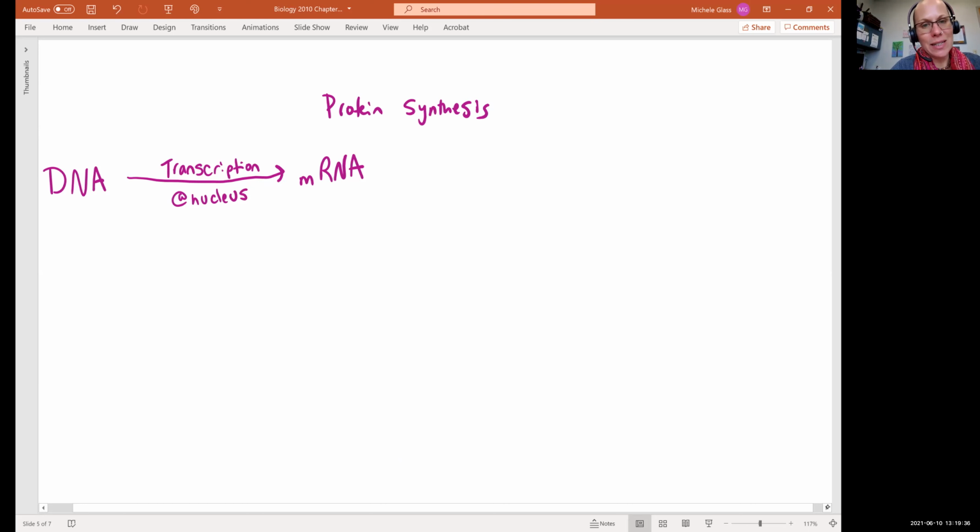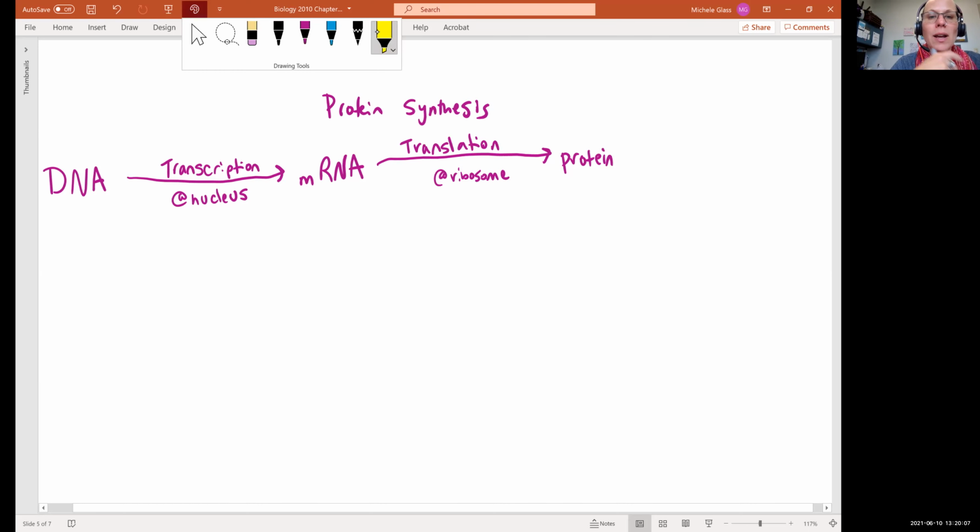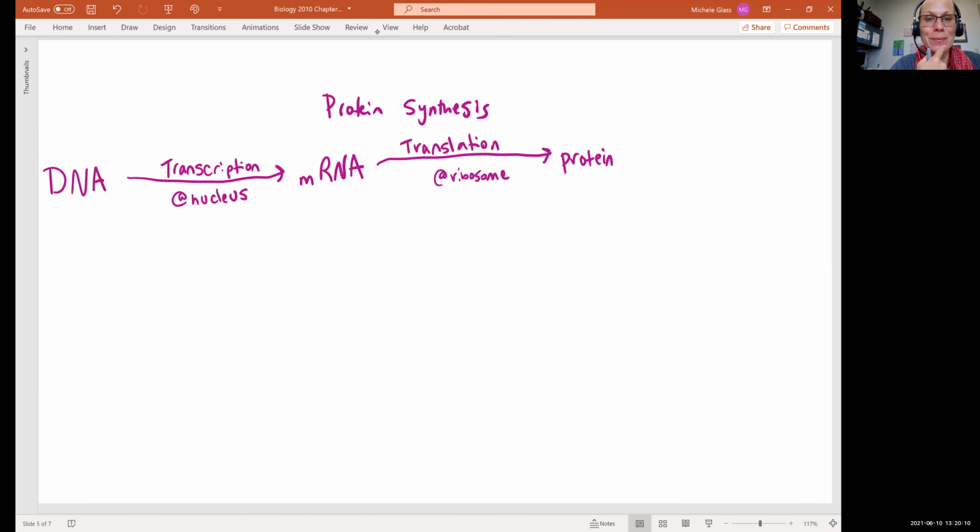mRNA is able to leave. It's small enough to fit through those nuclear pores, right? And so it's going to actually go out to the ribosome, and it's going to have the instructions. Remember, it's the recipe for building that protein. And this process of going from the mRNA to the protein is called translation. And this is, of course, happening at the ribosome because the ribosome is where protein synthesis occurs.